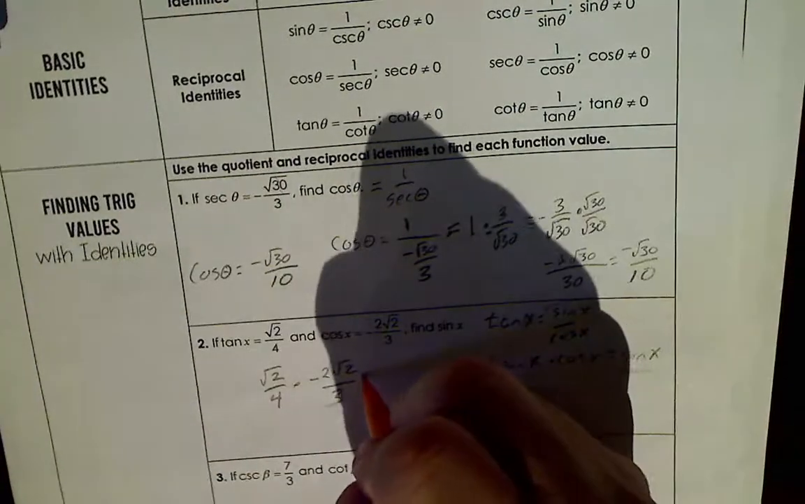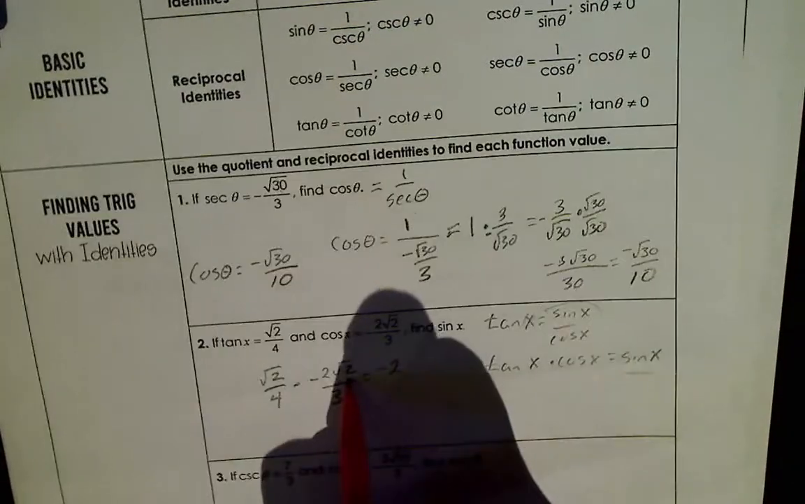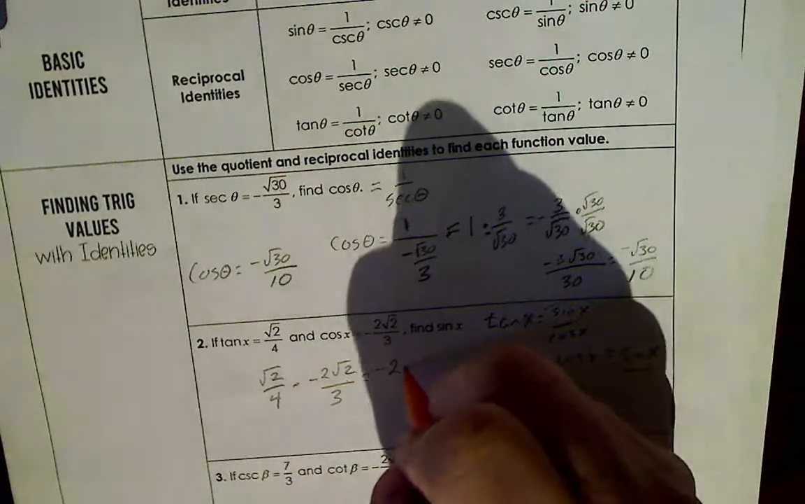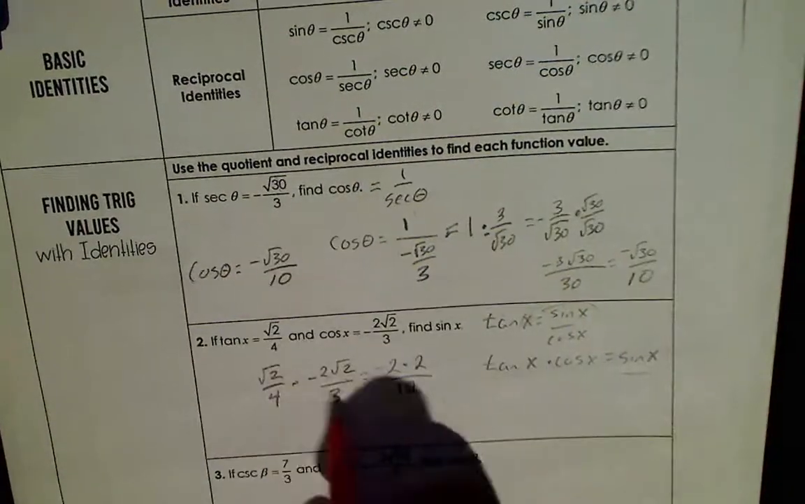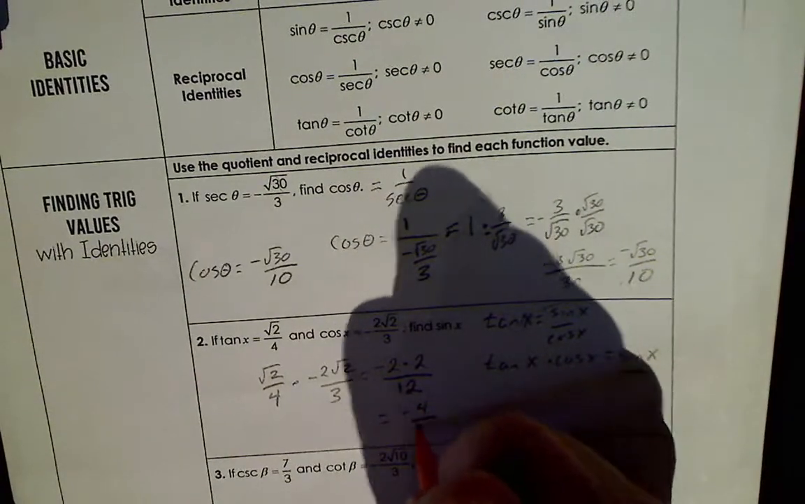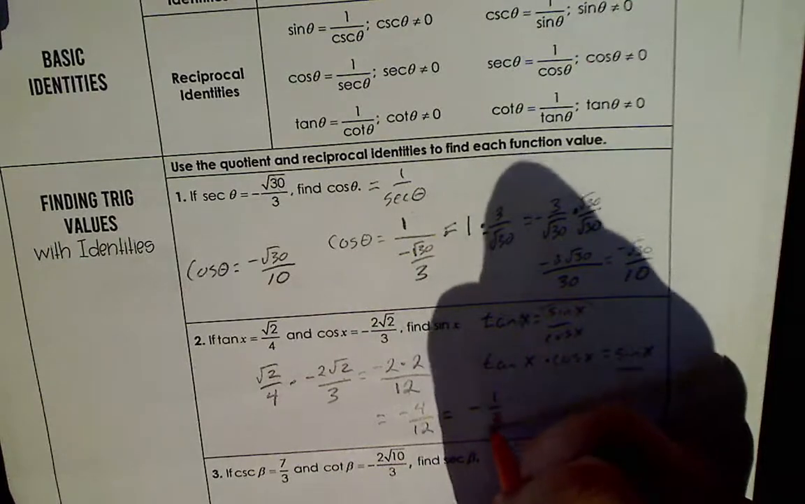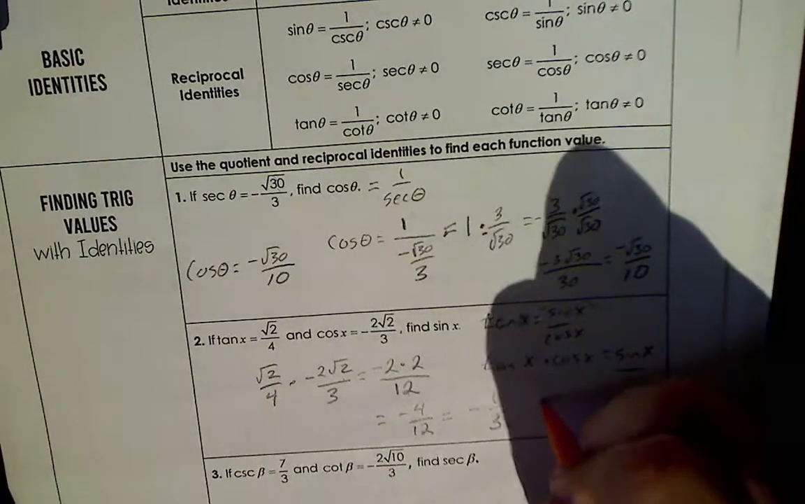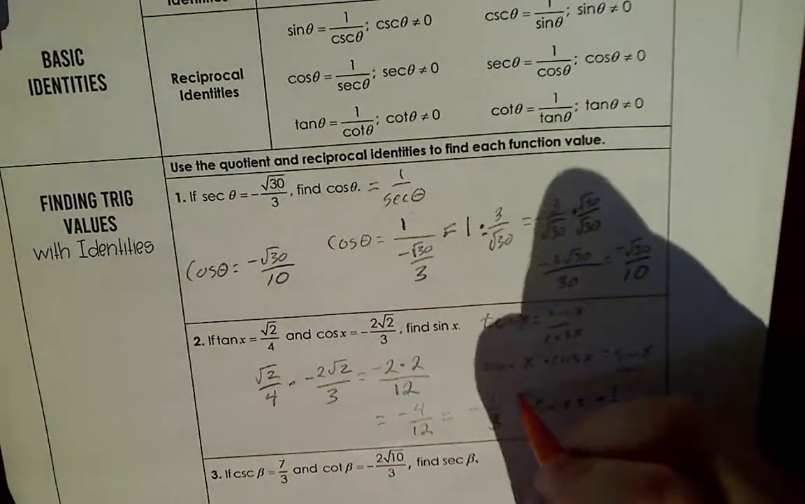So I'm going to do a little bit of math. I know that this is going to end up being negative 2, root 2 times root 2 is just 2, over 4 times 3, which is 12. That becomes a negative 4 over 12, which again reduces down to a negative 1/3. So the sine of x is equal to a negative 1 over 3.